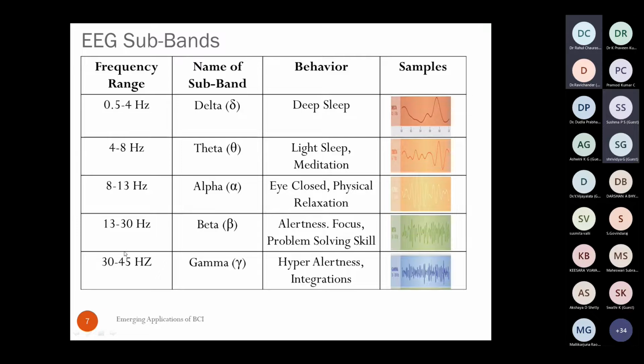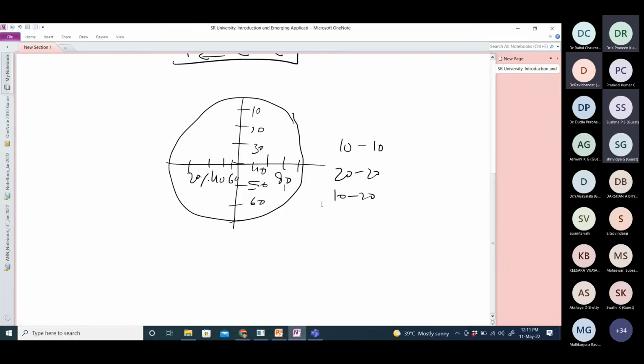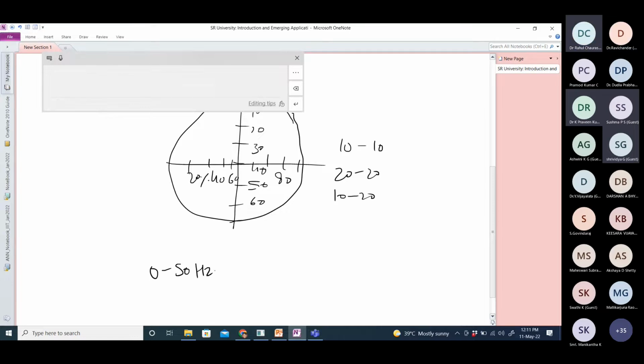it into sub-bands. There are methods like DWT, discrete wavelet transform. Suppose you have a signal of 0 to 50 hertz. Then you can divide that into two parts, a detail component and an approximation component. The approximation is basically the low frequency part, 0 to 25 hertz, and the detail component is the high frequency part, 25 to 50 hertz.